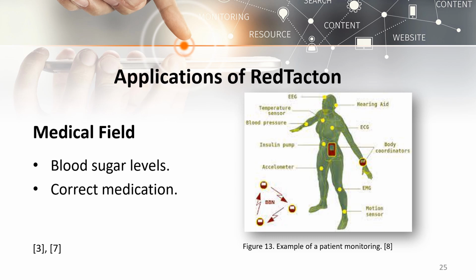So, how the technology helps is that it can be used to check blood insulin level. The device can be used to measure if there is a surge or a drop in insulin, and immediately this information can be passed on to the caregiver through another Tacton transceiver device, and the correct medication can be applied to the patient without any delay.